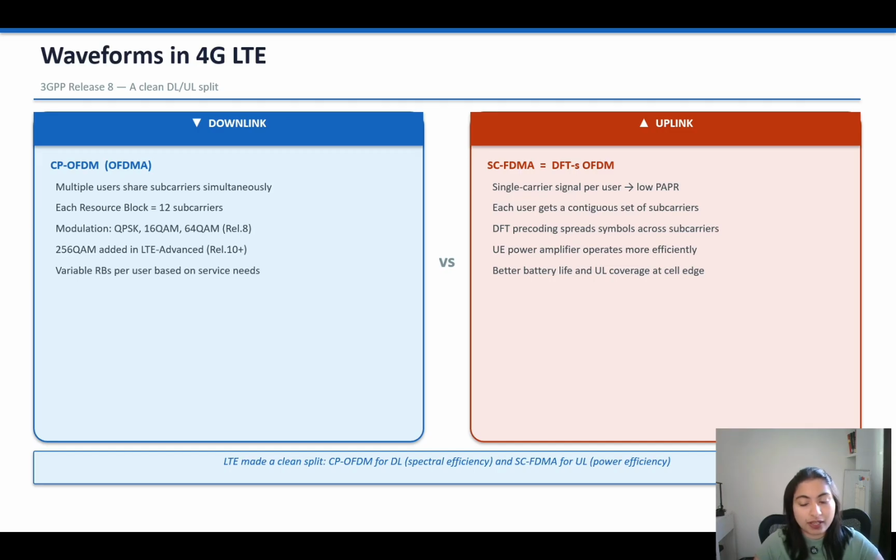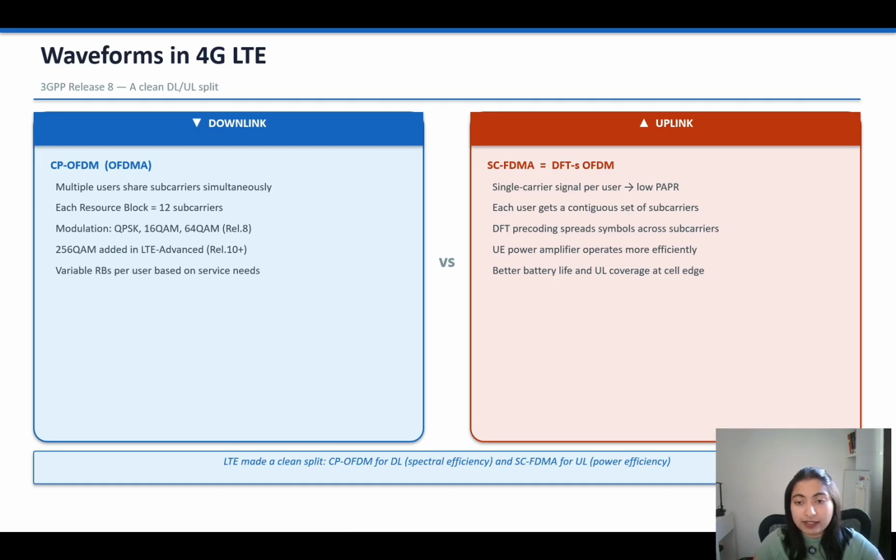The modulation in Release 8 goes up to around 64 QAM, which means that each subcarrier gets around 6 bits per symbol. LTE Advanced in Release 10 pushed that up to 256 QAM, which means that each subcarrier would get around 8 bits per symbol in the downlink.